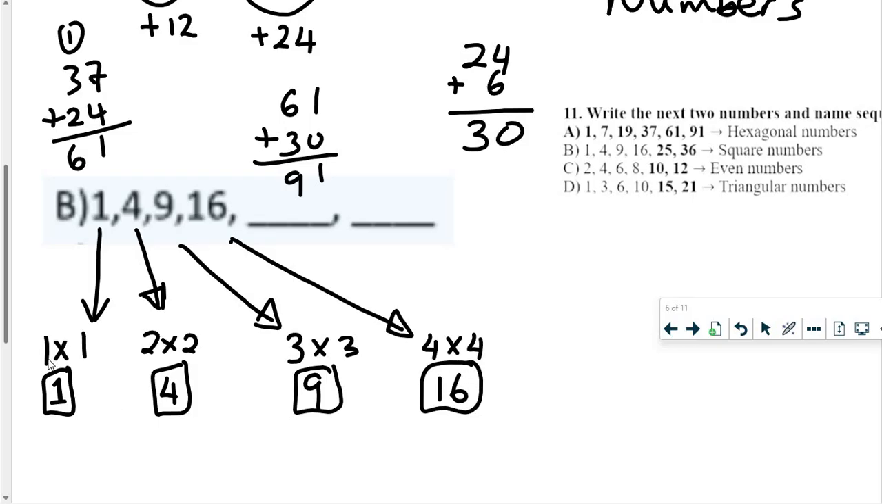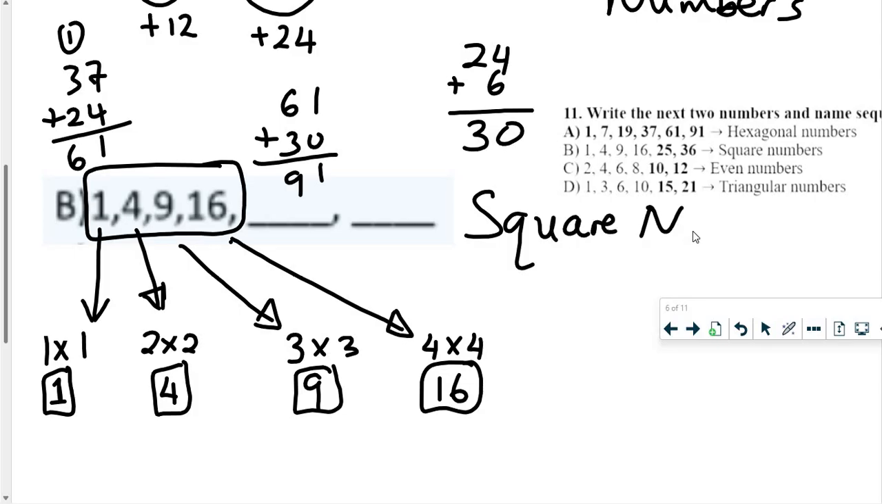Now see what is happening. We are taking a number multiplied by itself. 1 into 1 is 1. We are taking the number 2 multiplied by itself, 2 into 2 is 4. These numbers, which are obtained by taking a number multiplied by itself, are known as square numbers. Square numbers are obtained by taking a number multiplied by itself.